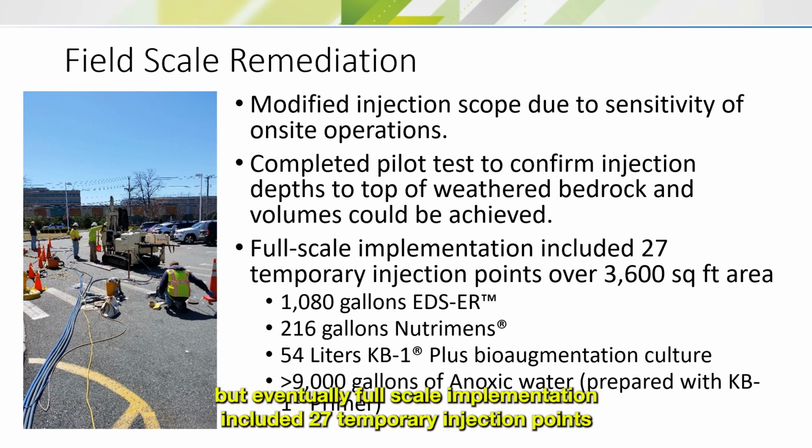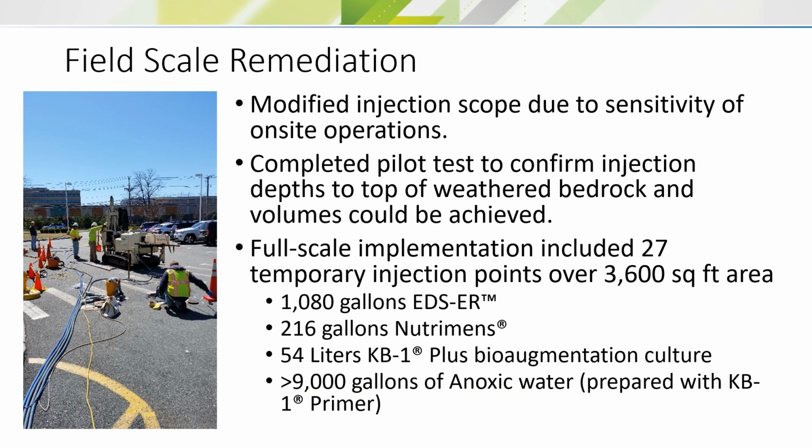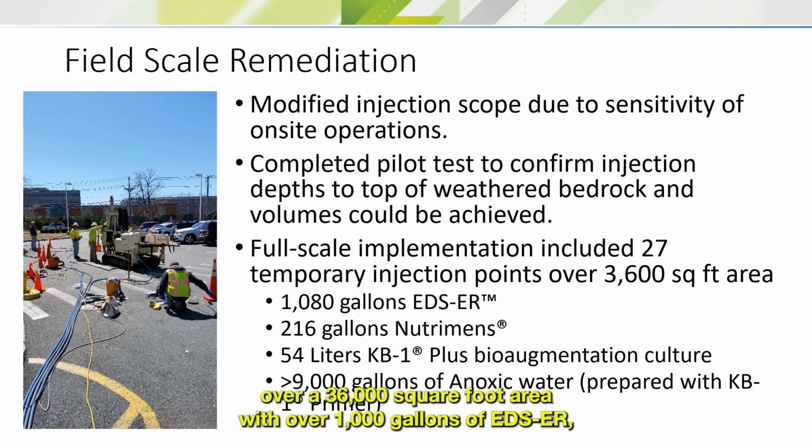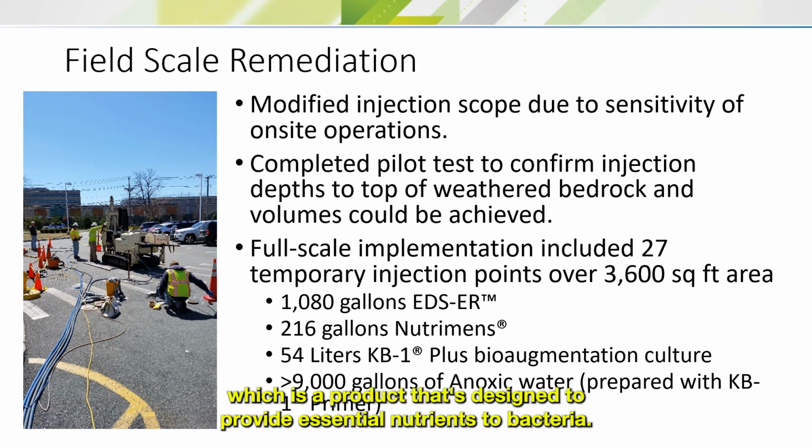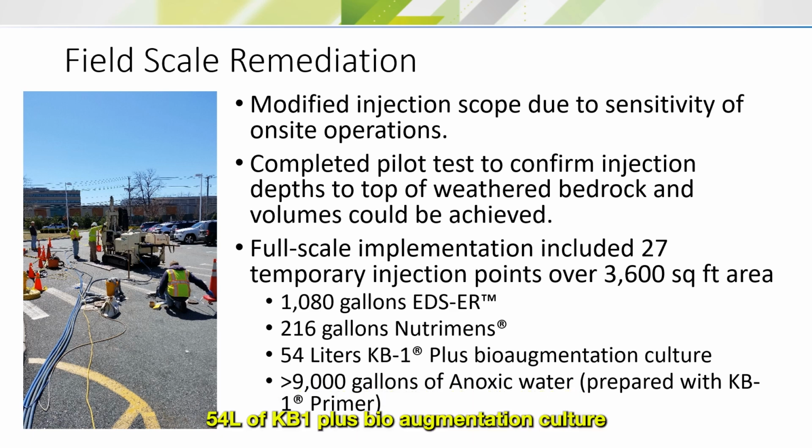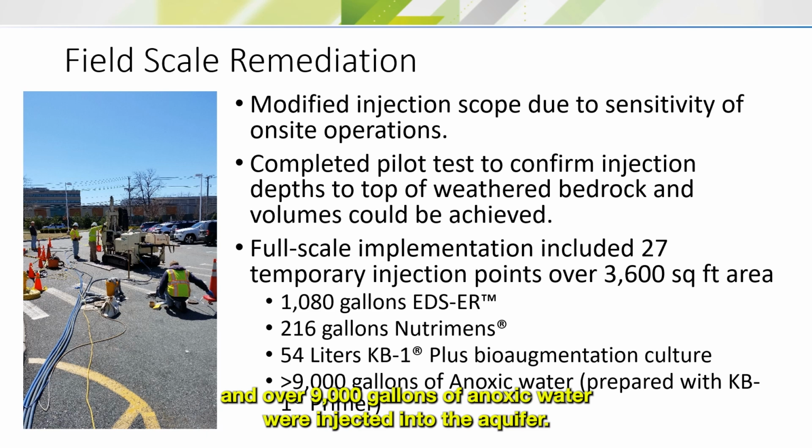with. But eventually, full-scale implementation included 27 temporary injection points over a 36,000 square foot area, with over 1,000 gallons of EDSER, which is an emulsified vegetable oil product, 216 gallons of nutrients, which is a product that's designed to provide essential nutrients to bacteria, 54 liters of KB1+ bioaugmentation culture, and over 9,000 gallons of anoxic water were injected into the aquifer.